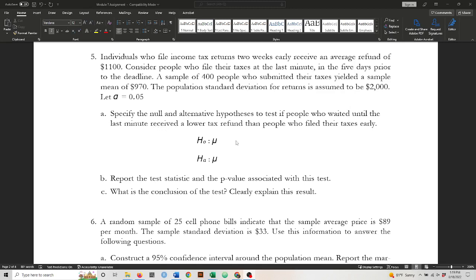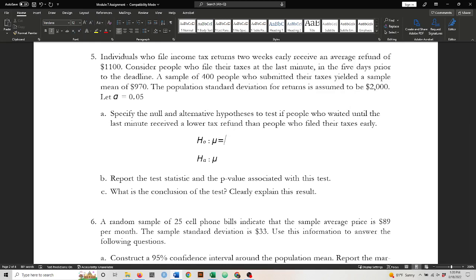First part though, let's go ahead and specify our test. So what you want to think about as you do this is what are we trying to show here? And in this particular case, if this makes sense, I'm trying to show, and this is the question that's getting at this, if the people who waited till the last minute, so the last minute filers, received a lower tax refund than people who filed their taxes early, okay? So to me, when I read this, it sounds like a lower tail test. It's less than, it's lower than, something like that. Those are the keywords you're looking for here in terms of setting up this test.